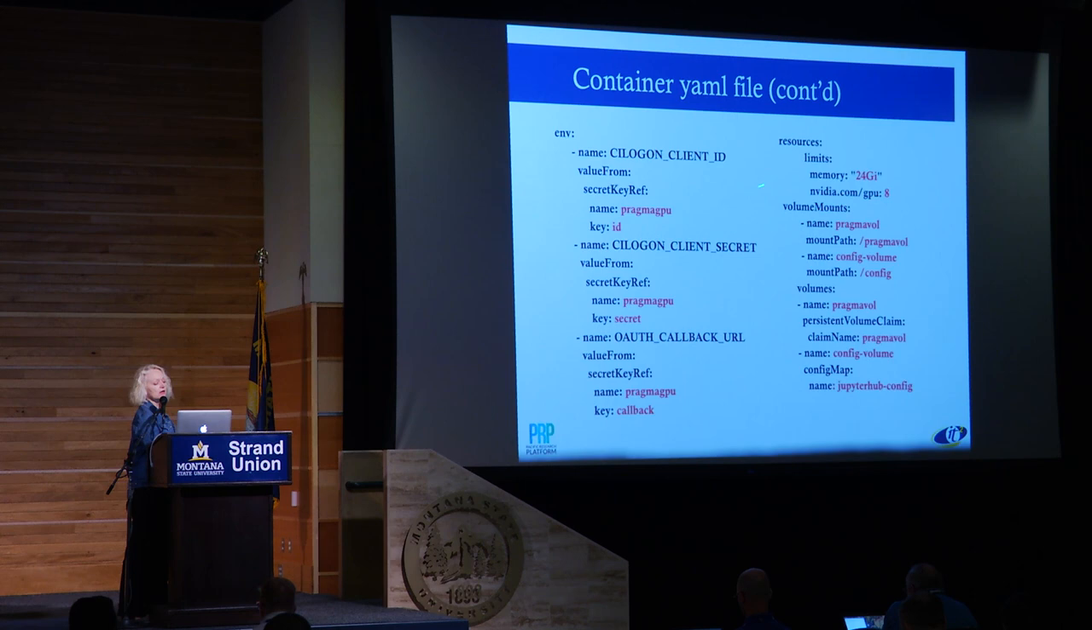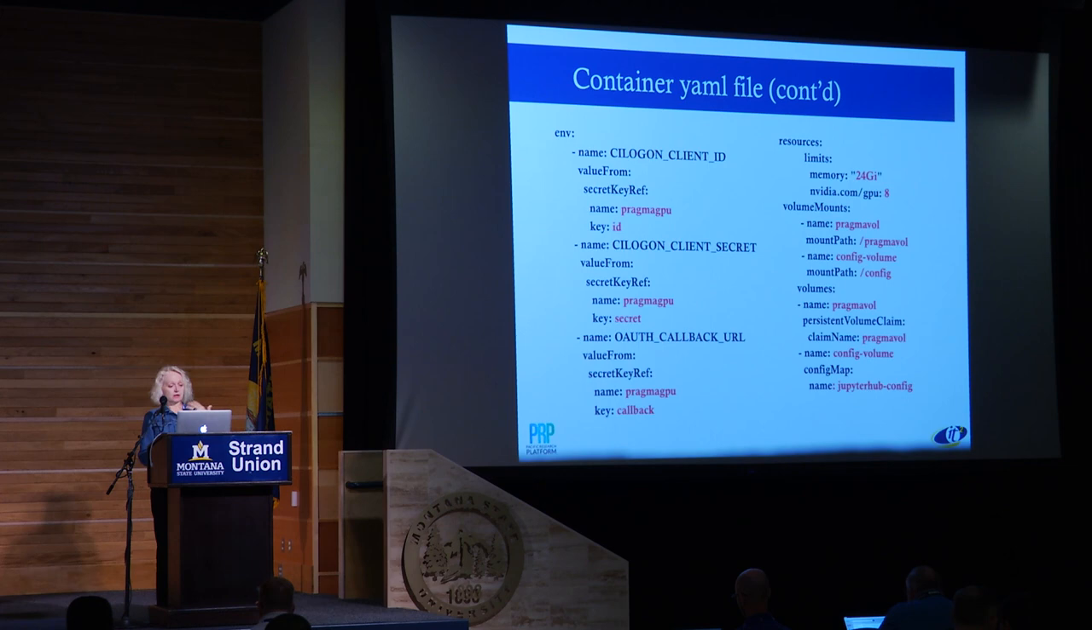One volume that we described before is half a terabyte of data that we want to use for this JupyterHub. And another one is that we are going to mount that configuration file as the JupyterConfig file directly on the container, so that when the container starts and starts the application, it will have the correct configuration file instead of the default.